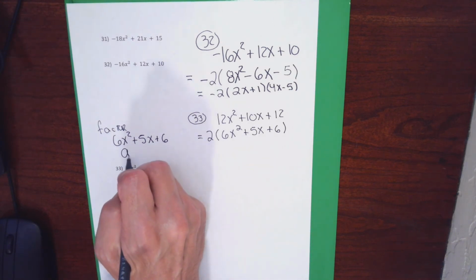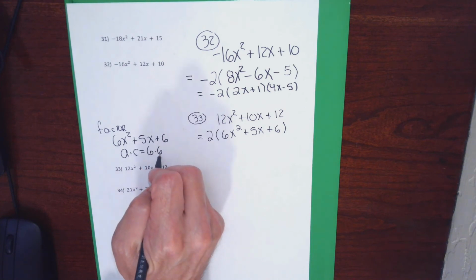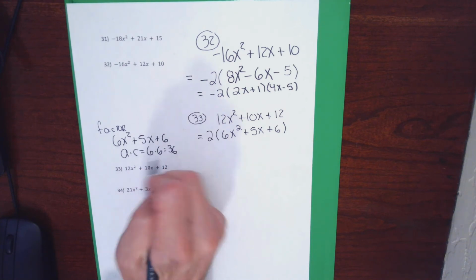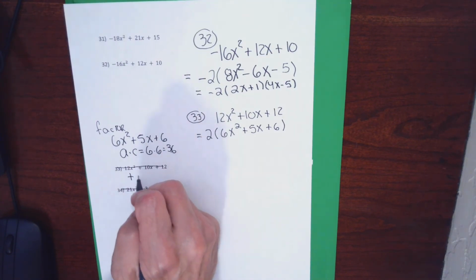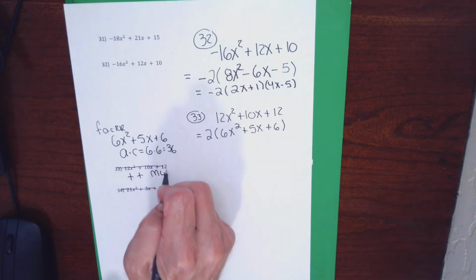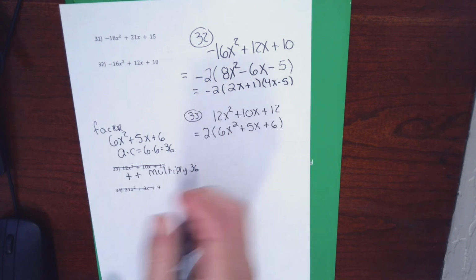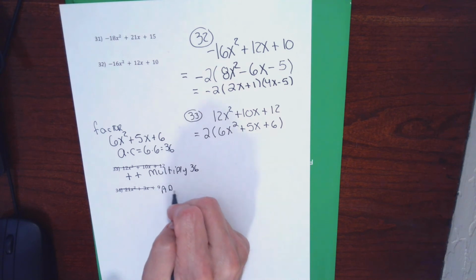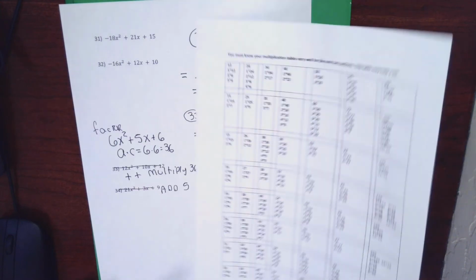So in my efforts to factor this, I'm going to multiply the a and the c, which are 6 and 6, which are 36. I'm looking for double positive numbers that multiply to 36 and add to 5. This is where things get weird. I'm glad I'm doing this one.